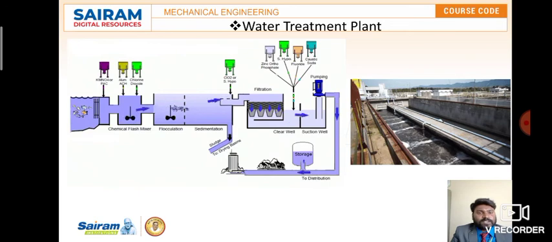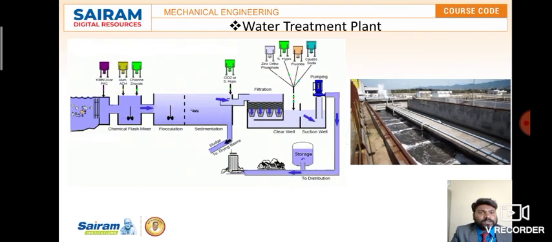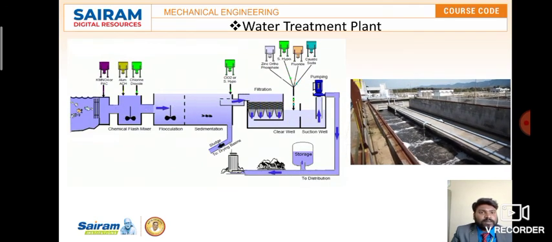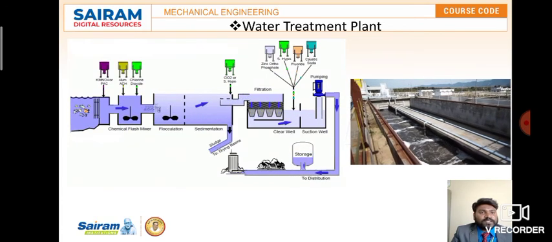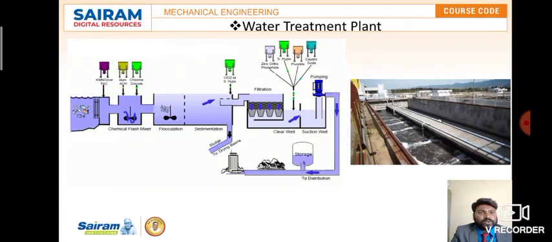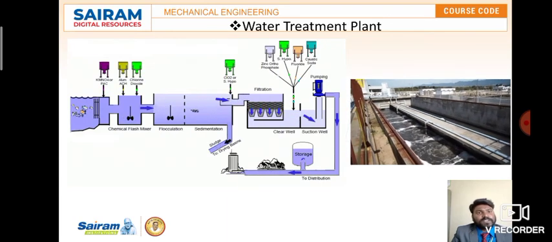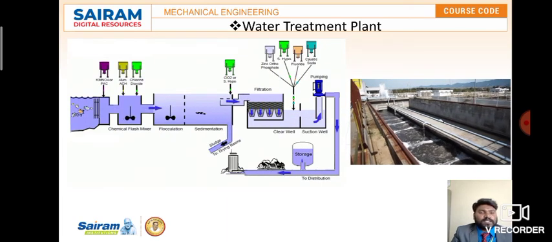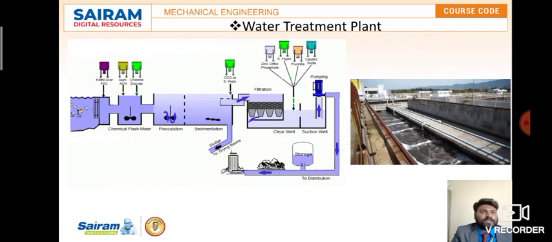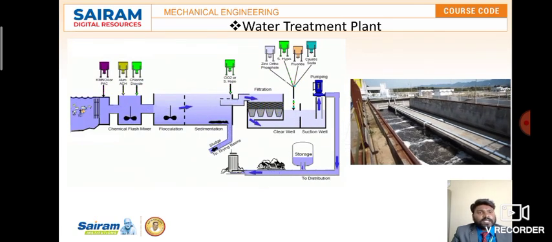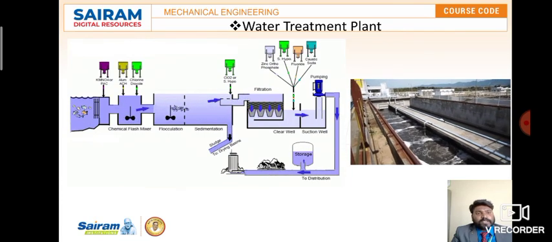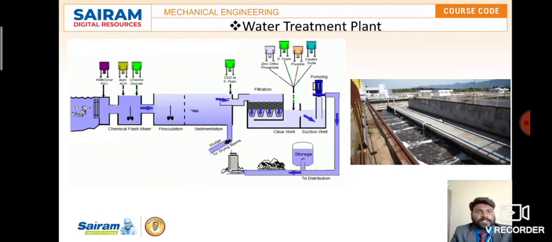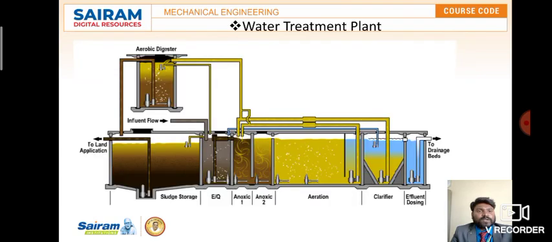So the chemical flash mixer, the sedimentation process, the remaining sludge particles will come down, and then the clear well and suction well for storage. So this is the process, just for your reference, the working principle of a water treatment plant. All right, and then this is another water treatment plant.